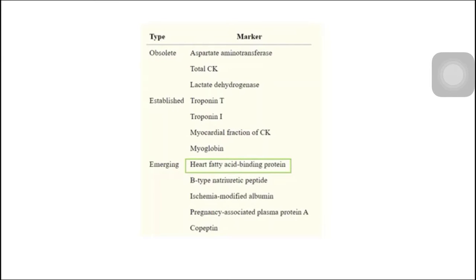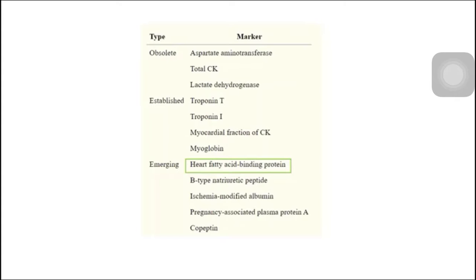So an increased concentration po ng HFABP po appears as early as 30 minutes po after MI. It peaks naman po at 6 to 8 hours, and it returns to baseline values po at 24 hours po. So, HFABP po, remember, is a predictive biomarker of mortality po following acute coronary syndrome. Again, HFABP can be used as a predictive biomarker of mortality po following acute coronary syndrome.